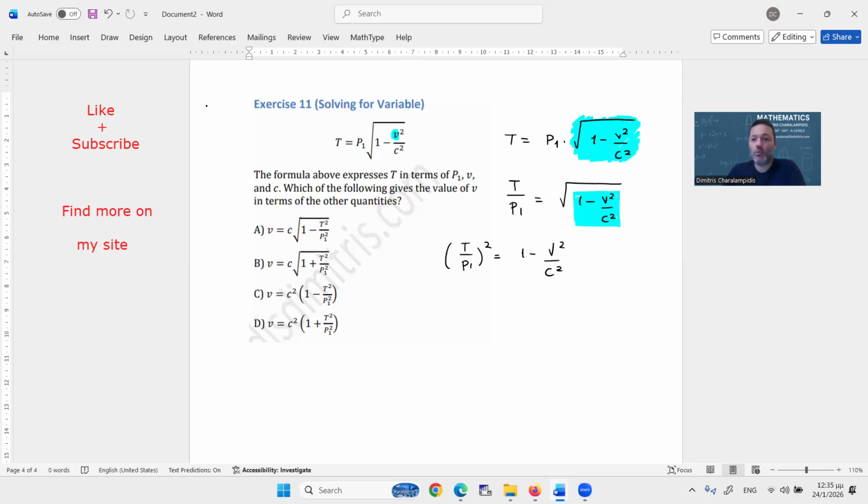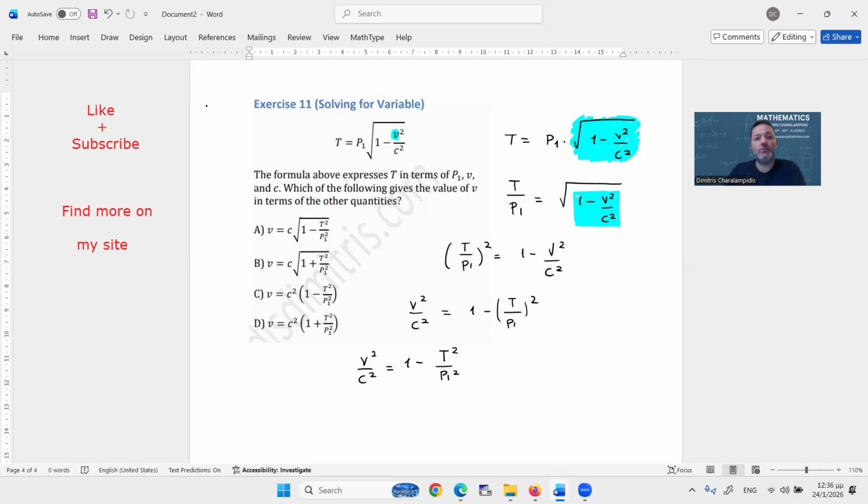Since I don't like working with negatives, I will rewrite that as v squared over c squared equals 1 minus t over p1 squared. And since I can see already that we have t squared and p1 squared in the suggested answers rather than t over p1, I will rewrite that like this: 1 minus t squared over p1 squared.